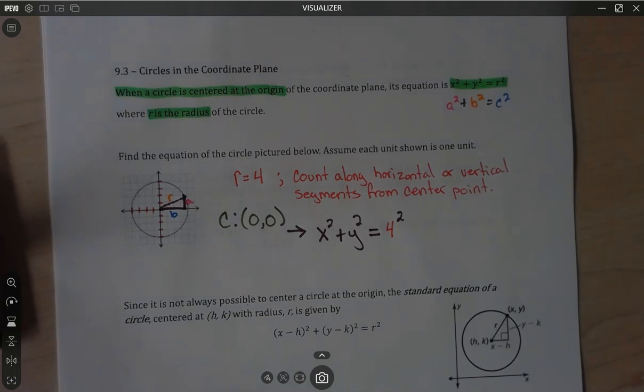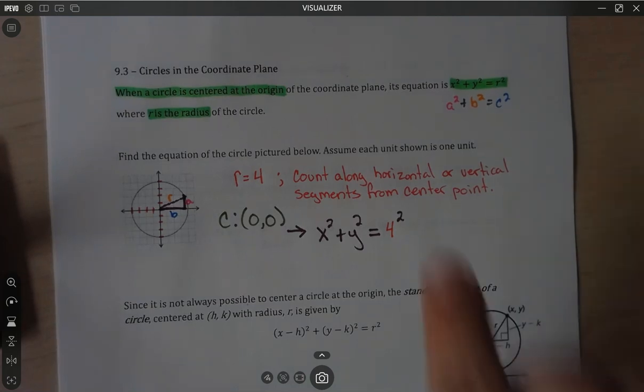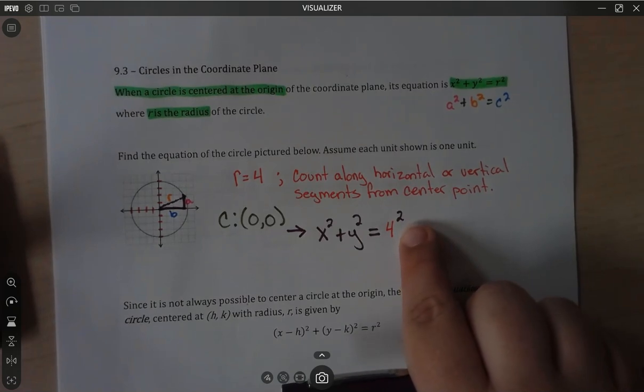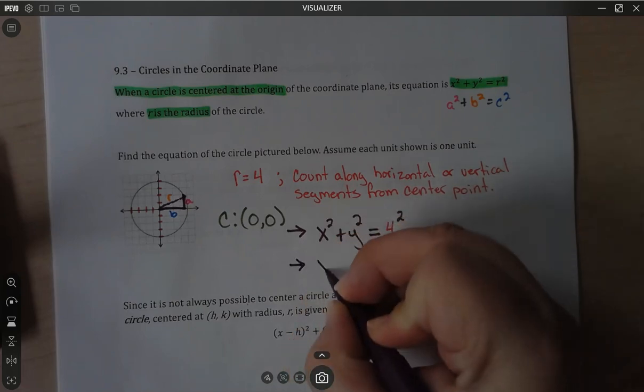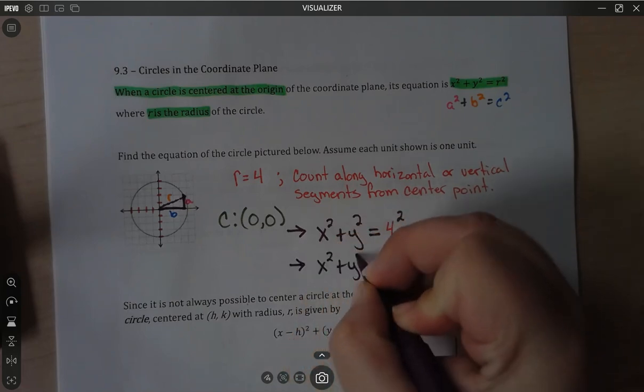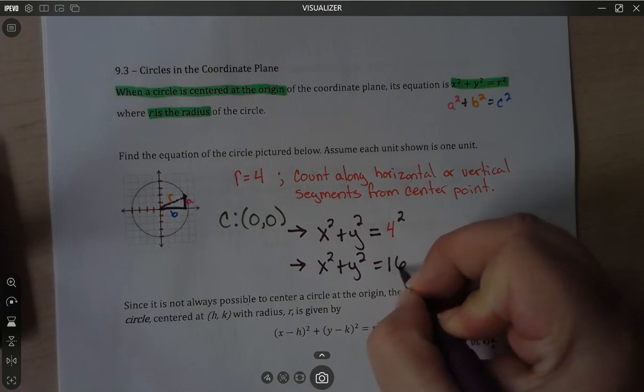Now here's where some of us still get a little bit lazy. If we're looking for the equation of a circle, we want to calculate whatever we can calculate, which means we need to evaluate 4 squared. So our solution is x squared plus y squared equals 16.